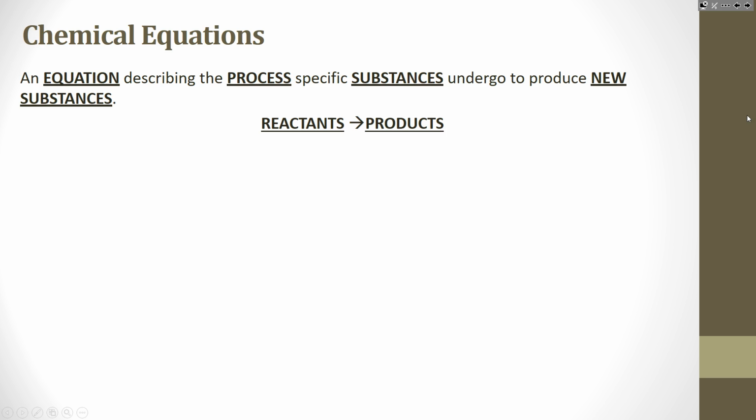So a chemical equation, or a reaction, is something that describes a process in which substances undergo a change to make something new. We always start with the things that are reacting. We call them reactants, and they are making something called a product. So products are produced, reactants are used.